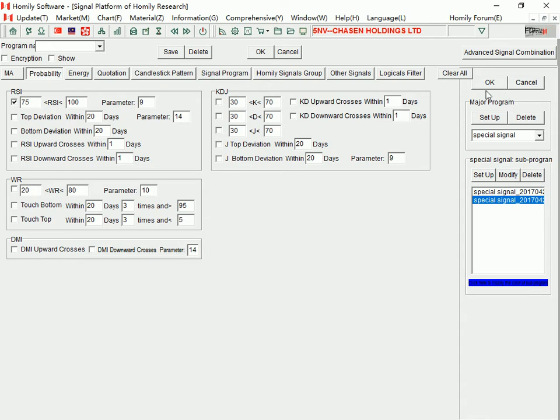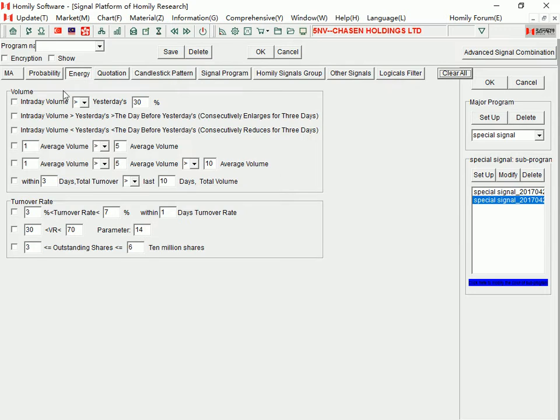Then we set the third signal for turning point. If you see this signal appears, you should know this is the turning point. So maybe the price will go down or go up. So how to set it? Firstly, you should clear all first. And the first one, click energy. Intraday volume more than yesterday's 30%. This is the first situation, because the third signal is a little complicated, with more steps. So the first condition is intraday volume more than yesterday's 30%.